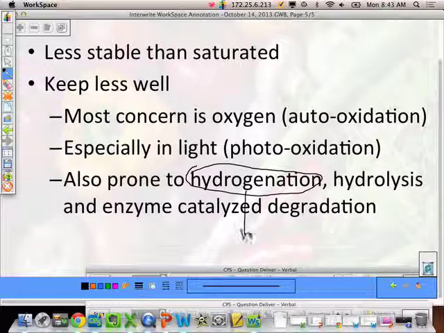Okay, hydrogenation is reacting with H2 to break that double bond.